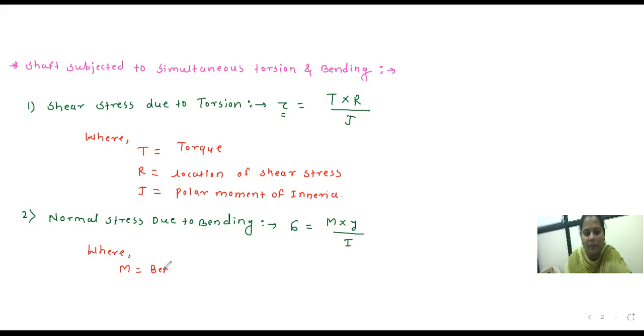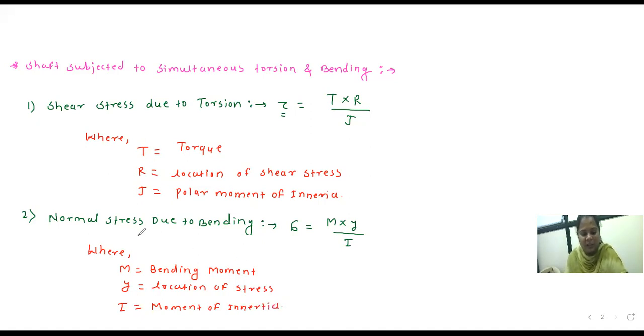Bending moment. M is nothing but bending moment. After that, Y. Y means location of stress. And last, I means moment of inertia. So this is the second equation.